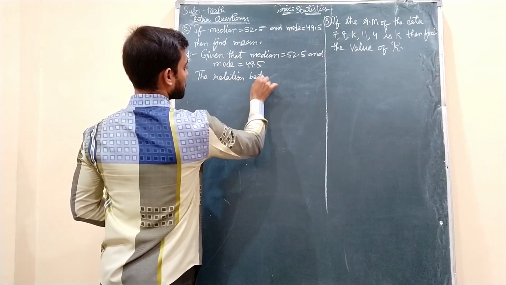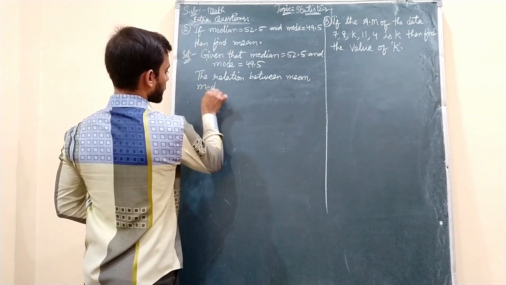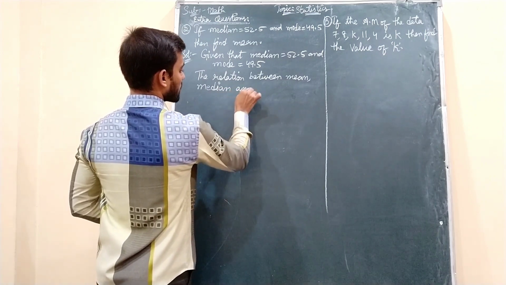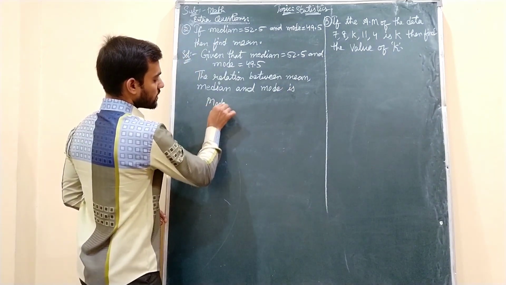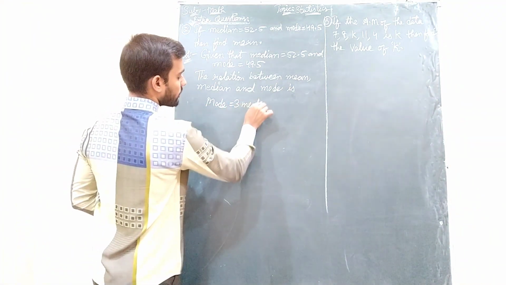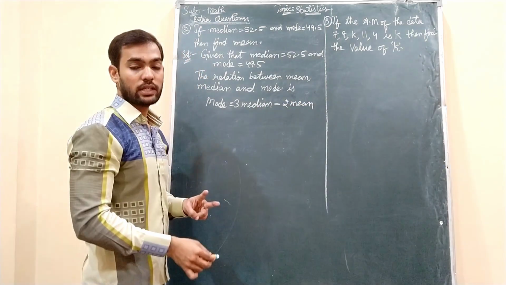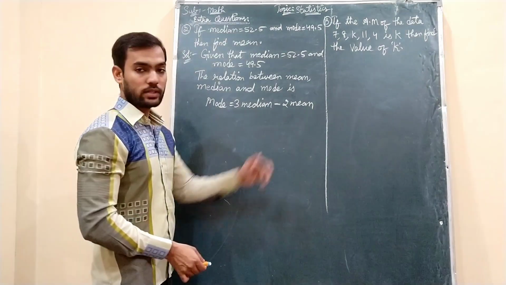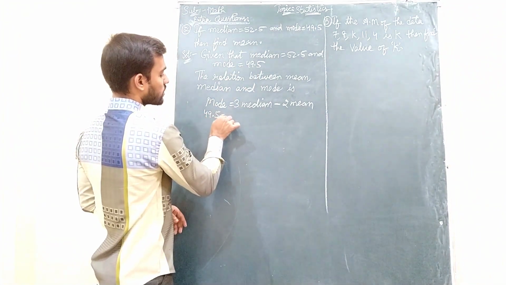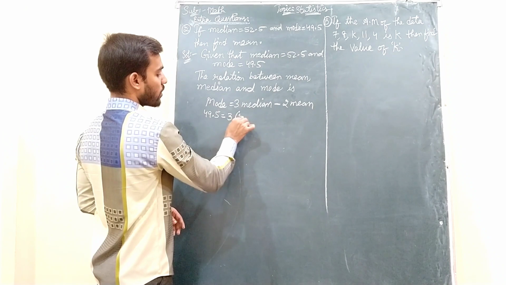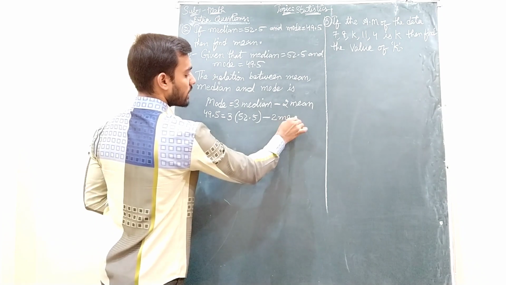The relation between mean, median and mode is: mode is always equal to 3 median minus 2 mean. So whenever 2 measures are given and we are asked to find the third measure, you have to use this formula. Mode is already given in the question, which is 49.5, equals 3 times median, which is also given, 52.5, minus 2 mean. Mean we have to find out, so we will write mean as it is.